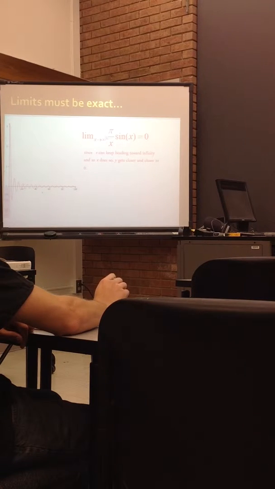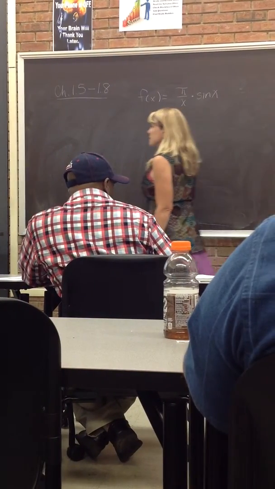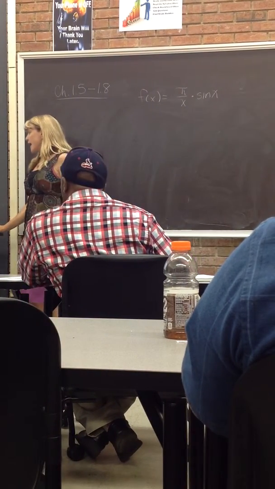So for this particular example, we're working with this function. It's actually that same function we had in an earlier problem. Pi divided by x is being multiplied by sine of x. And x is going towards infinity.